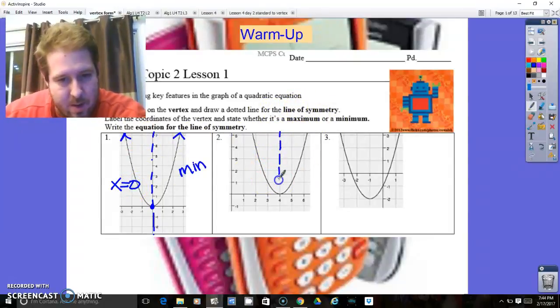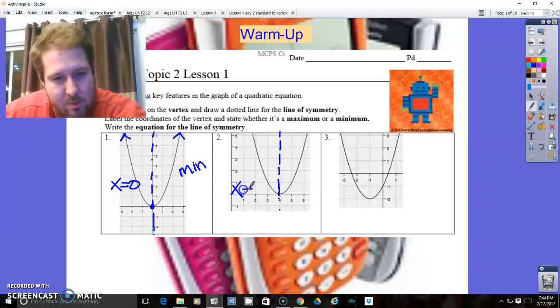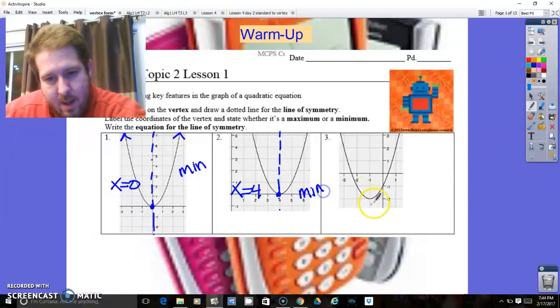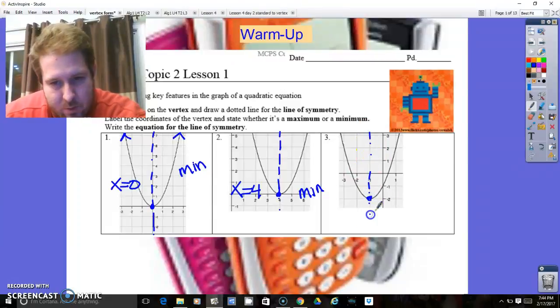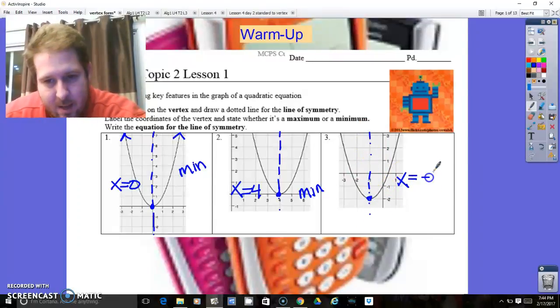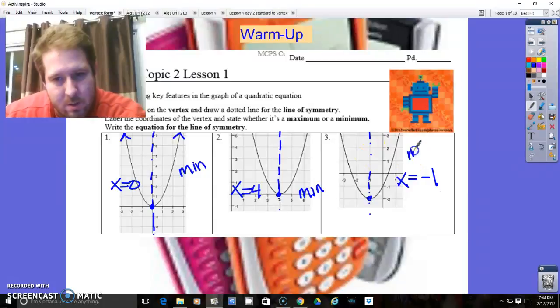Line of symmetry is right here, so that's at x equals 4. There's the vertex right there. This one also has a minimum. All right, next question. There is the vertex right there. The line of symmetry is at x equals -1. And this one also has a minimum.